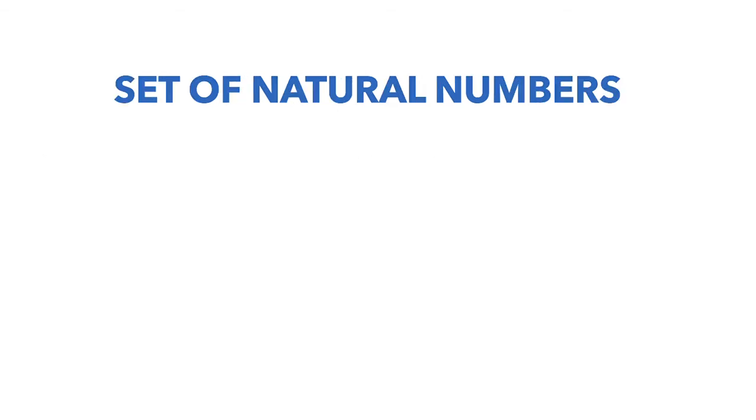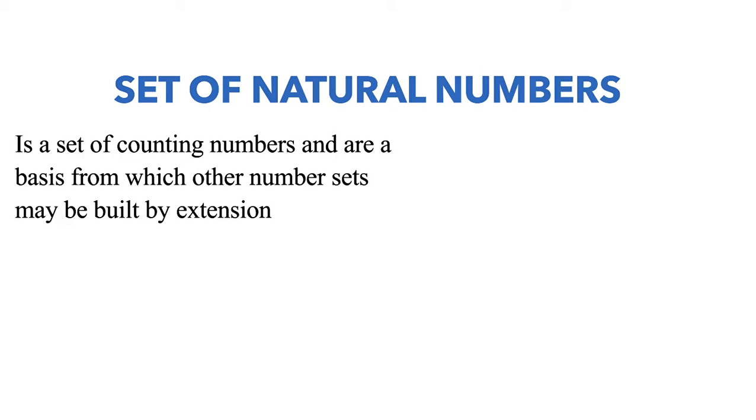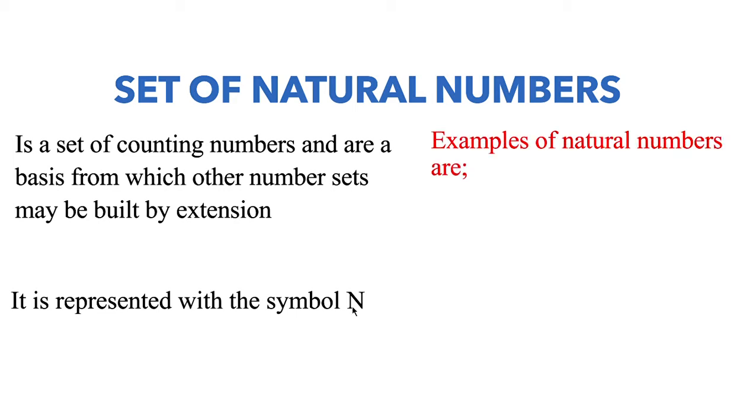Now we shall start with the set of natural numbers. Question, what are natural numbers? Natural numbers are the counting numbers and they form the basis from which other numbers may be built by extension, and the symbol for natural numbers is the capital N. Examples of natural numbers include 1, 2, 3, 4, 5, 6, 7, 8, 9, 10, and so on and so forth.